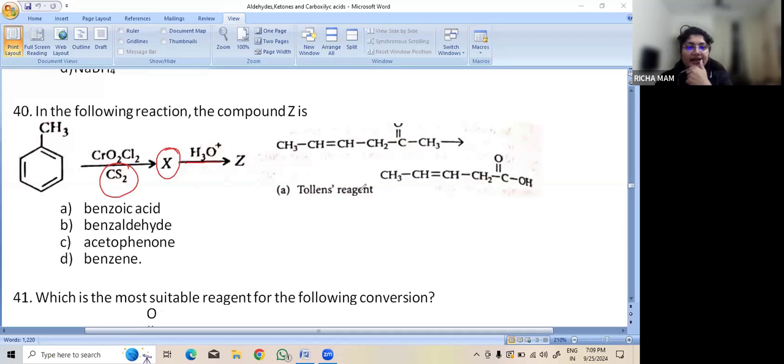A. Acetaldehyde. Options are wrong. Okay. There is some mistake in the question, in the compound.